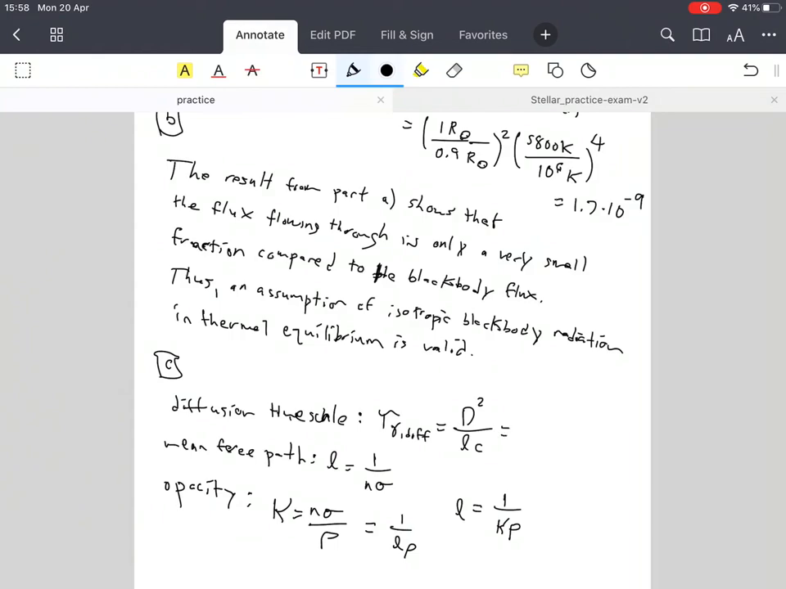And we can insert that into our diffusion timescale. So since we're dividing by L, the kappa and the rho go on top in the numerator. So kappa rho d squared over c. And now we know all of those things. I've given you examples of plugging in numbers and showing your units, so I am not going to do that. And I'm going to end our revision lecture.